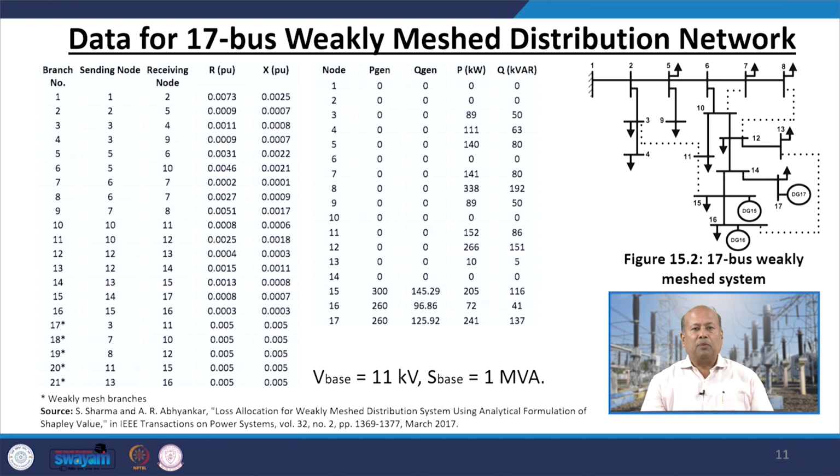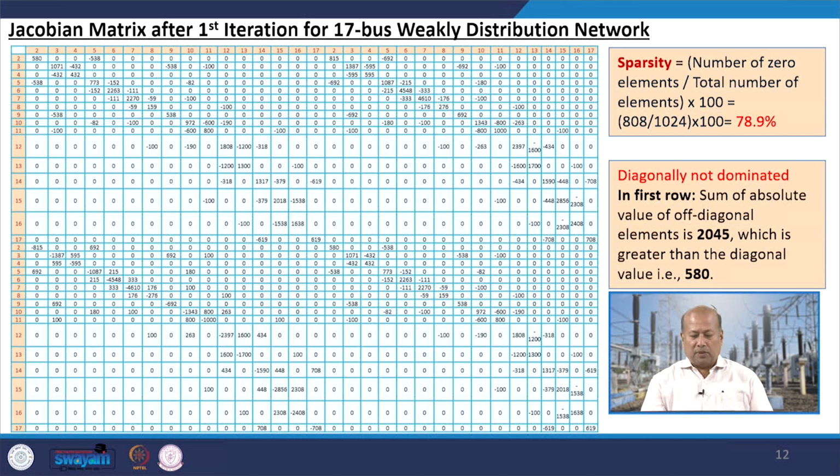Now, similarly, if you move to a 17-bus weakly meshed distribution network, we can once again calculate the Jacobian matrix of the same network, and you can find there are 808 elements that are 0 out of 1024. That means approximately 80% of the elements of the Jacobian matrix are sparse.